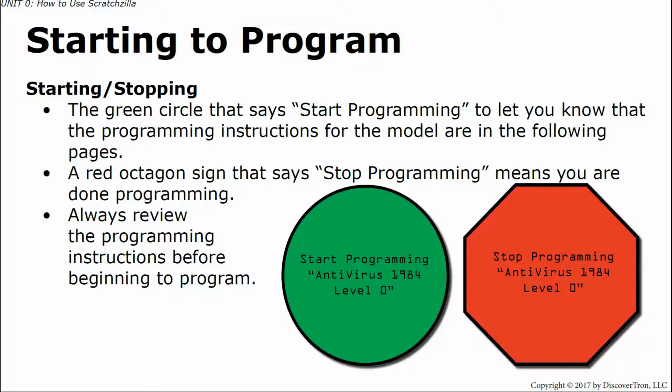Starting the program. These symbols, the green circle and the red octagon, like a stop sign, are going to tell you when to start and when to stop programming. These icons are used in the instructional content, so that way you don't get confused between the explanation material, which has example copies of the code, and the instructional programming material, so you know exactly when it is that you need to be physically programming inside of Scratch. So the green circle is telling you to start, and then the red octagon will tell you when to stop.